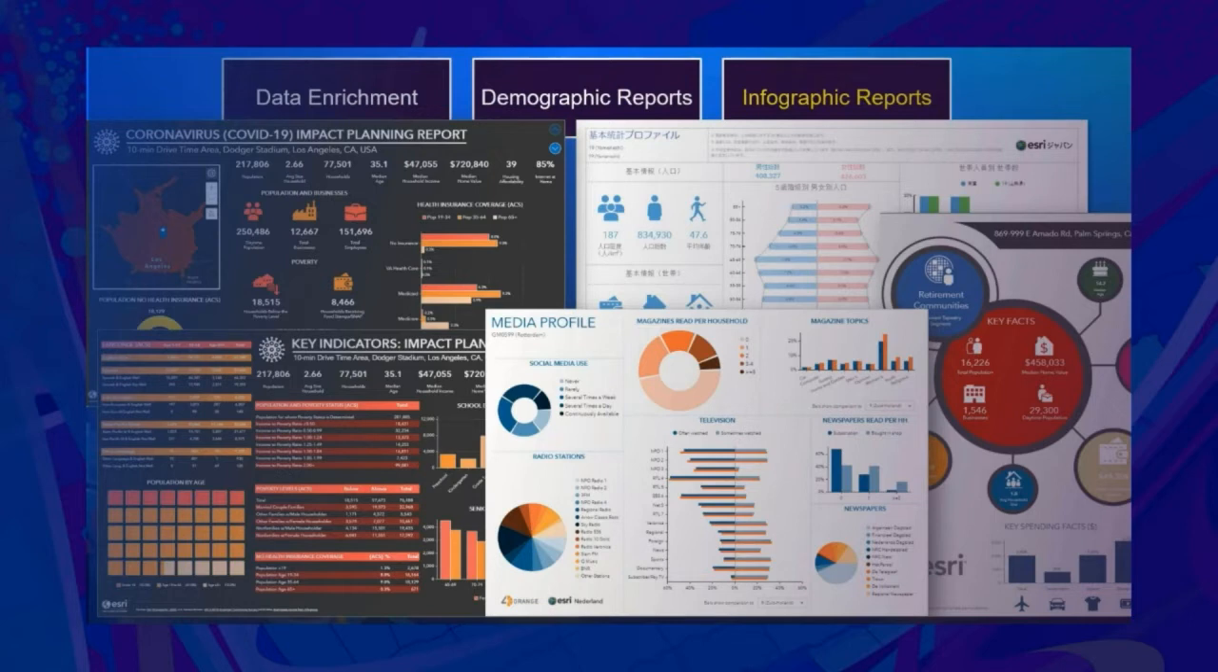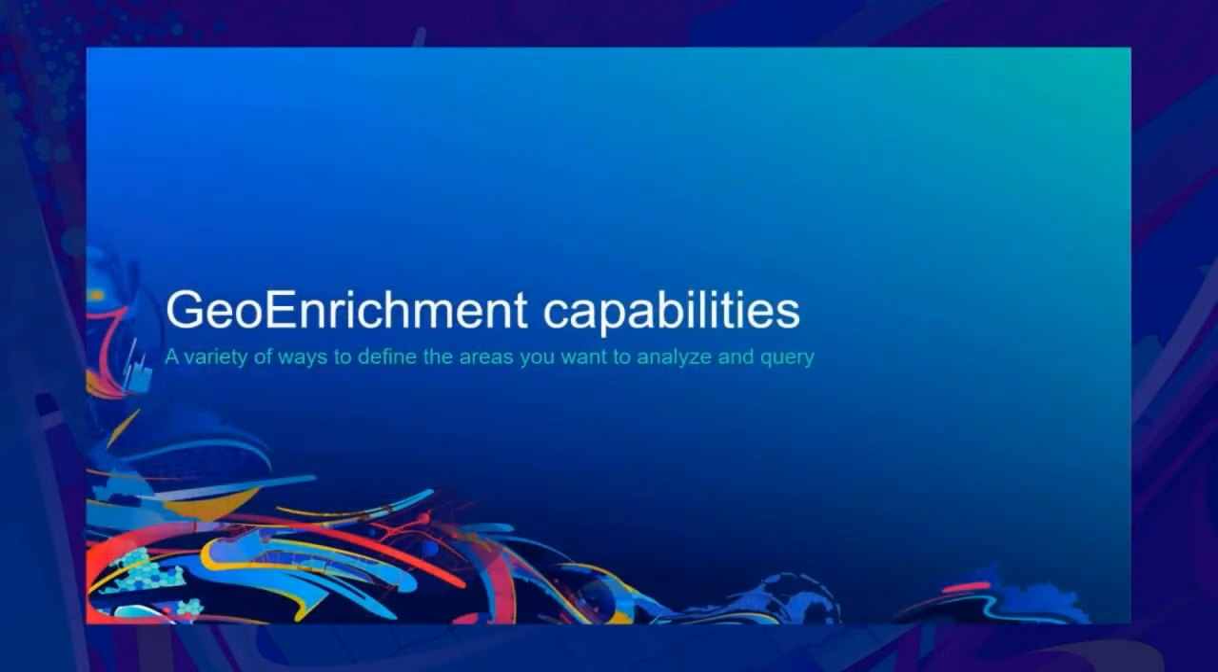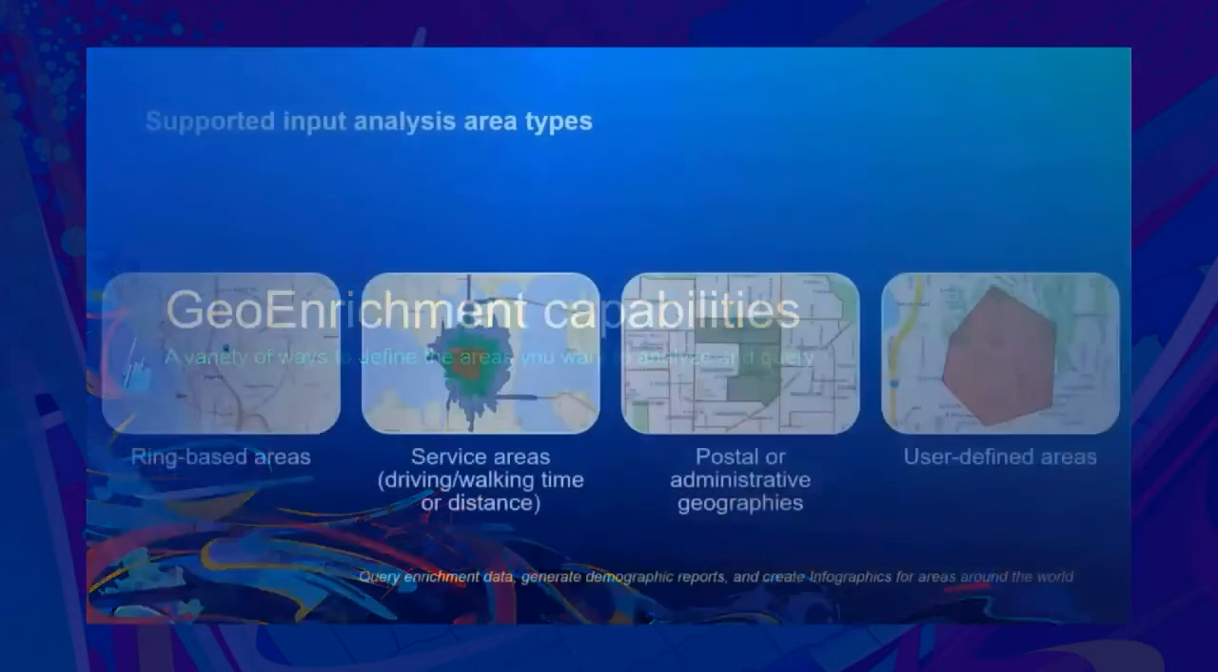The output information product can, in this case, be streamed or downloaded as HTML files or high-resolution static PDF documents. In this next section, I'm going to briefly talk about the types of input analysis areas that you can submit to GeoEnrichment through a request to perform data enrichment, generate demographic reports, or create those data-driven infographics.